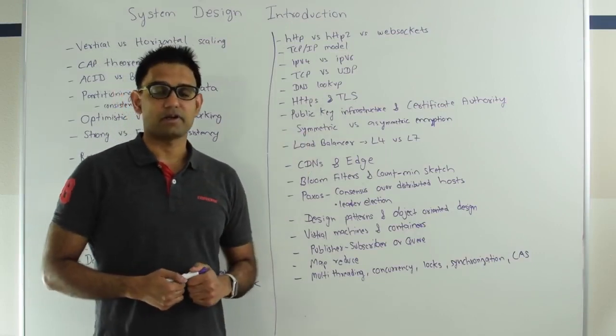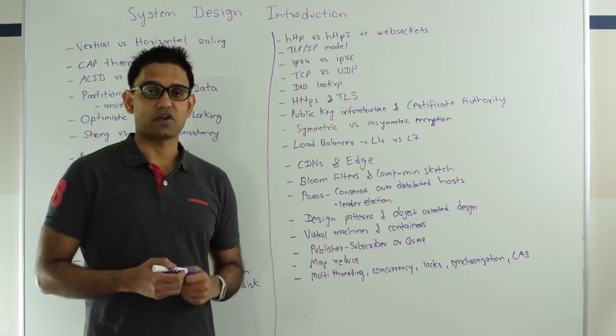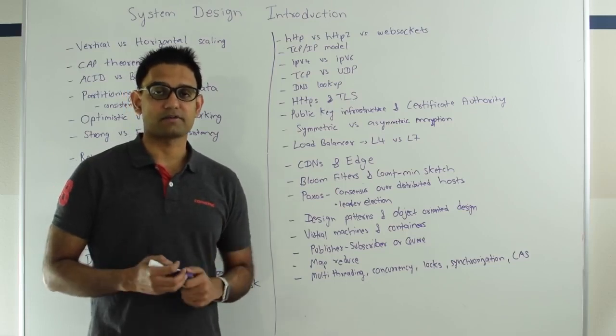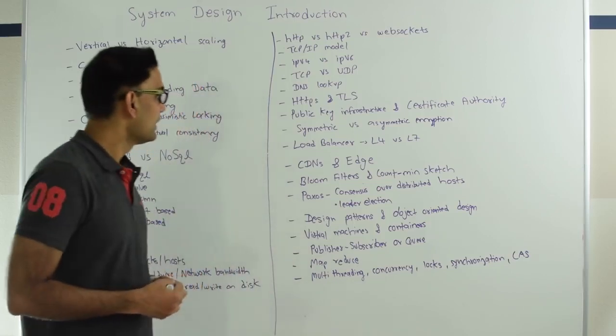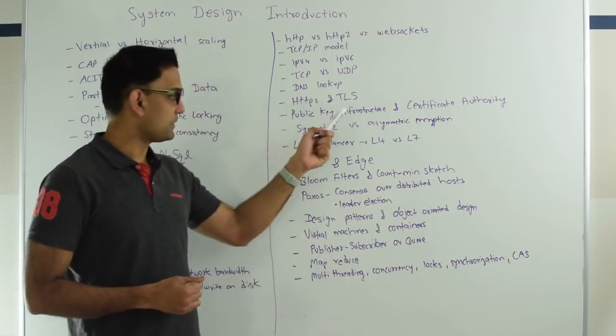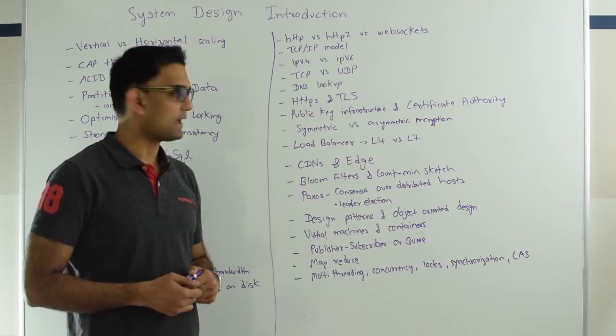Next is HTTPS and TLS. TLS is transport layer security. It is used to secure communication between client and server, both in terms of privacy and data integrity. And when used with HTTP, it pretty much becomes HTTPS.